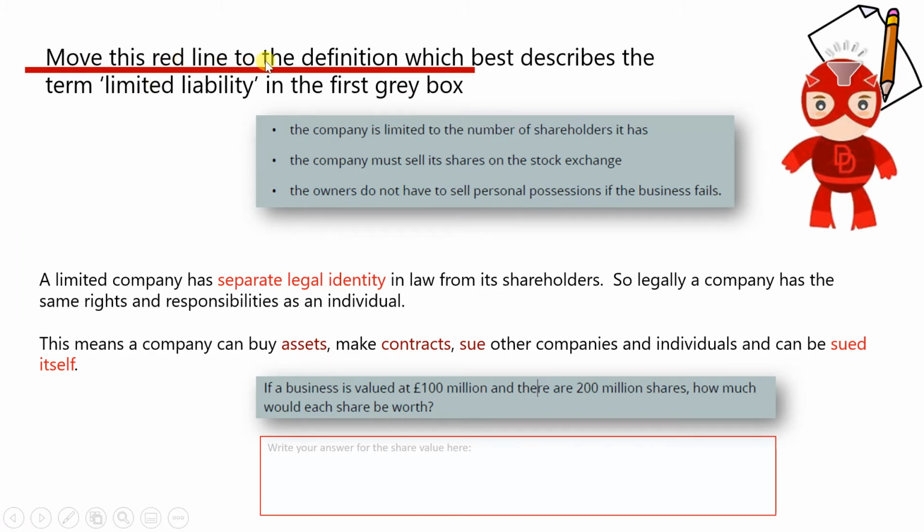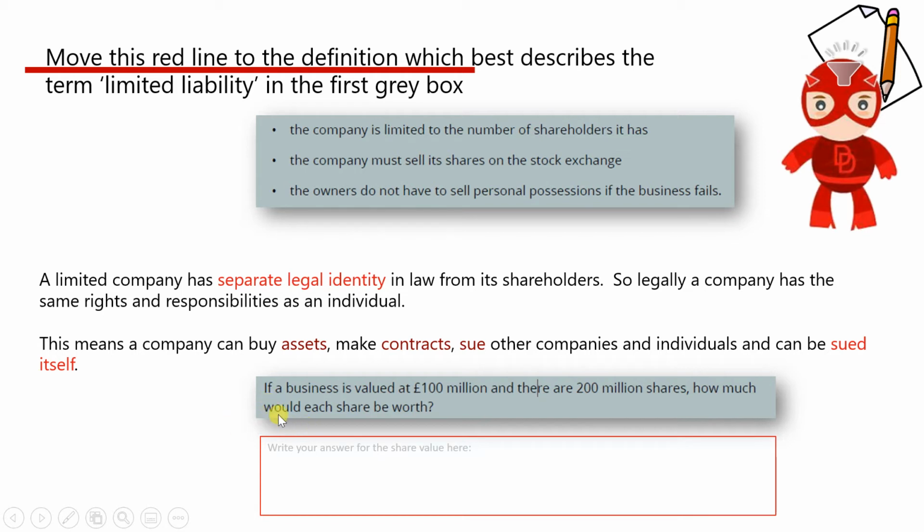Move this red line to the definition which best describes the term limited liability in this first grey box. A limited company has separate legal identity in law from its shareholders, so legally a company has the same rights and responsibilities as an individual. This means a company can buy assets, make contracts, sue other companies and individuals, and can be sued itself.